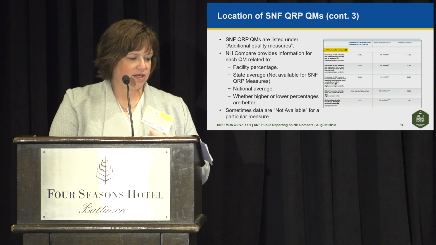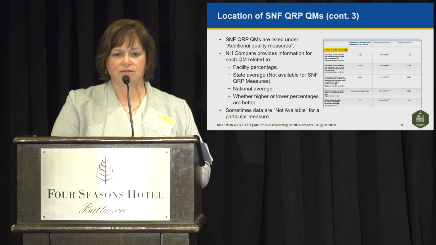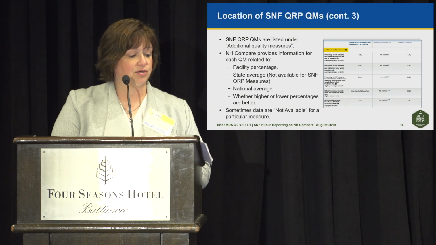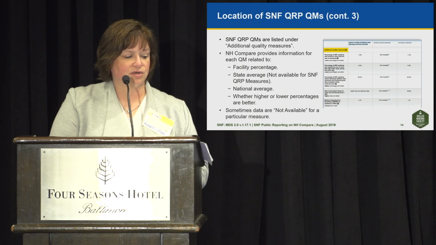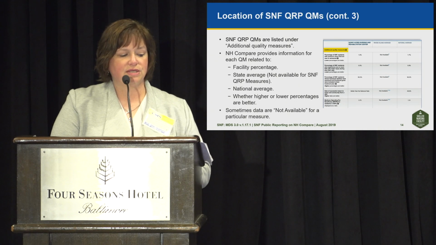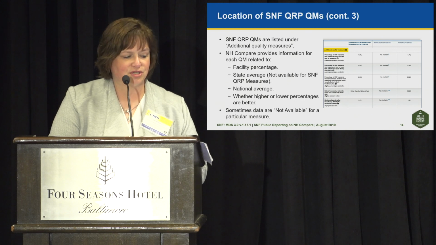You might also notice beneath the measure names that there are indicators identifying the type of measure or what the best score would be for this particular measure. So take, for example, the percent of residents with pressure ulcers that are new or worsened. You can see that there's text displayed indicating that a lower percentage is better. So that's important information to review as well.